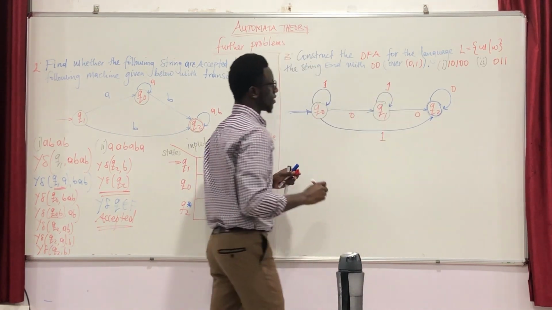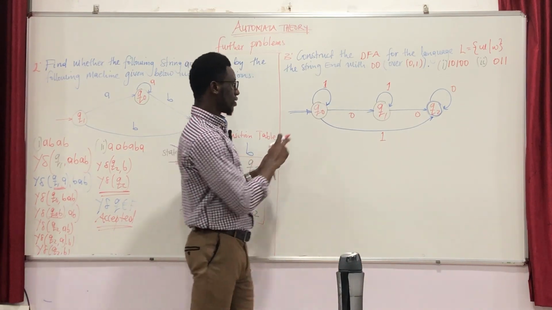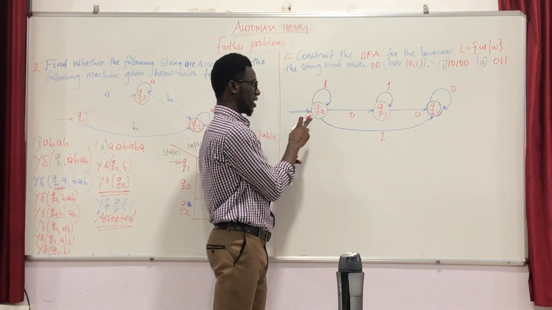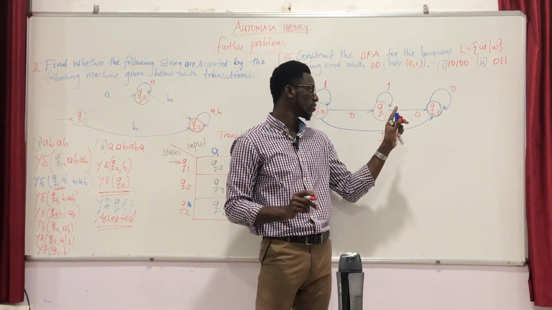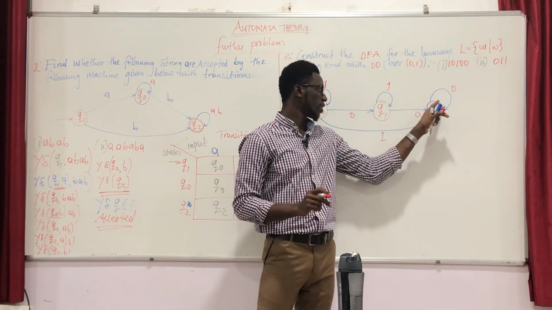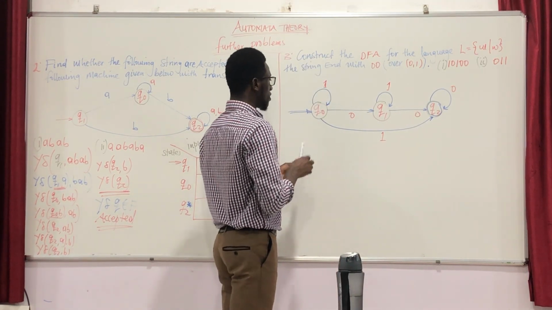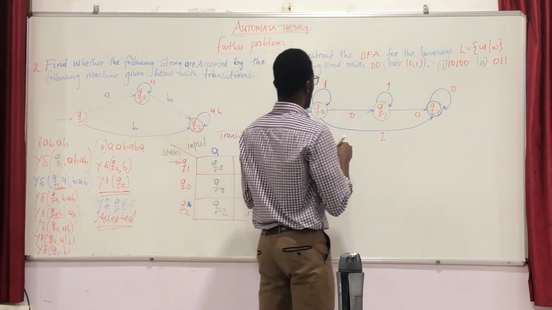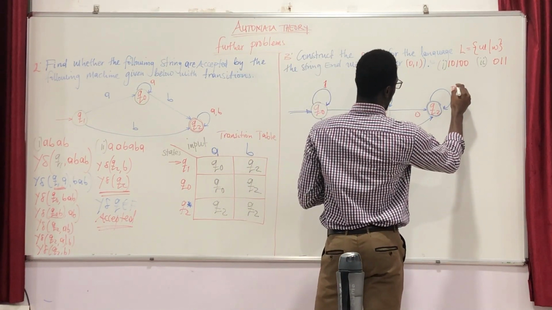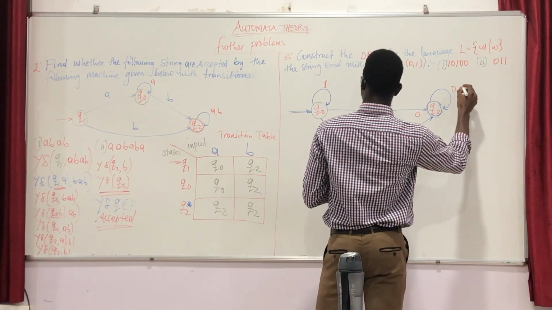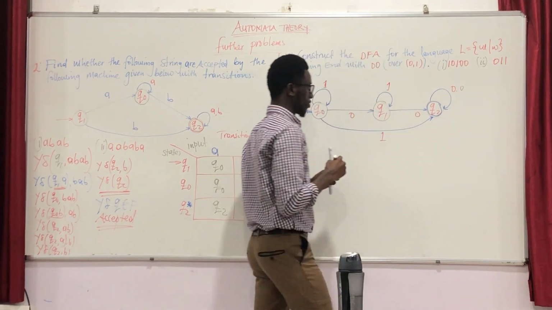Now, what you need to check first is that if we start from the initial state, it's supposed to end in Q2 with 0, 0. So of course, this one here needs to have 0, 0.